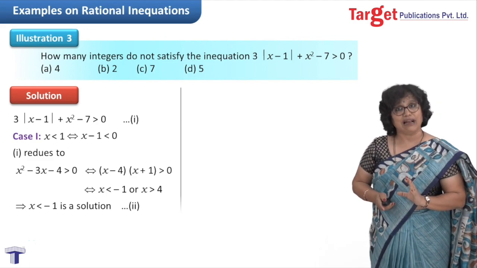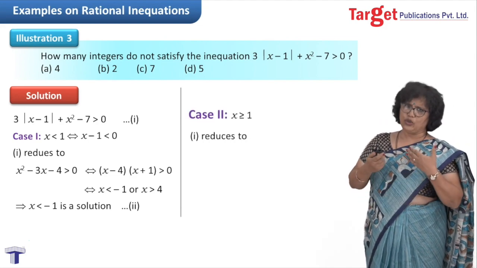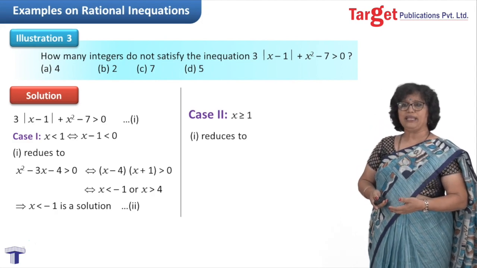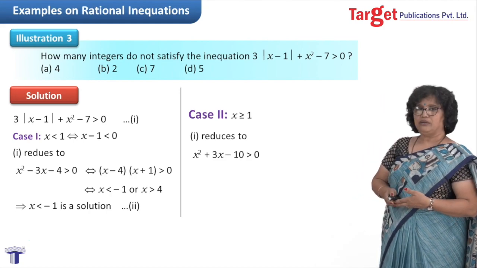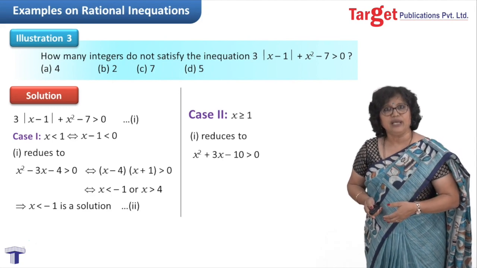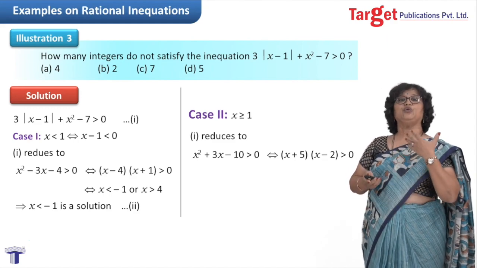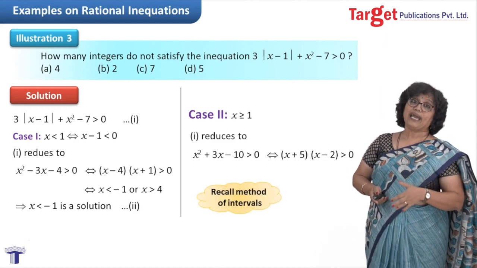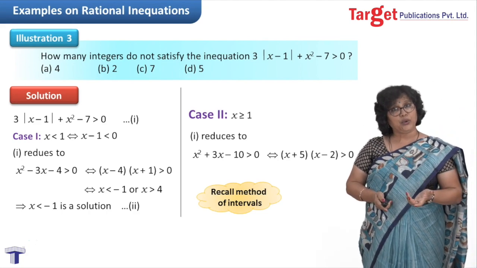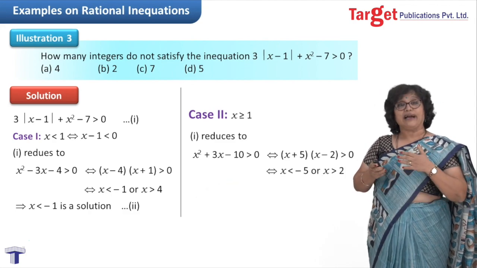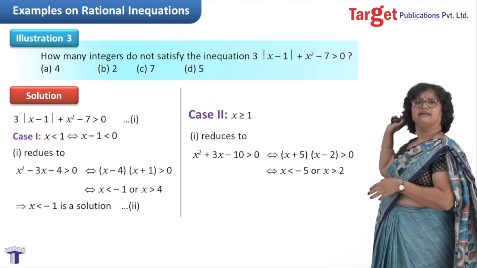Now, again, second case you will have to take separately, x greater or equal to 1. And then again, absolute value of x minus 1, use definition, replace it by x minus 1, and simplify further, you get x square plus 3x minus 10 greater than 0. You know how to factorize it. That is x plus 5, x minus 2 greater than 0. As I said before, again I repeat, either you use method of intervals or go by x minus a, x minus b greater than 0. Critical points would be minus 5 and 2, right? And then I find the solution. How do I find? Using method of intervals. X less than minus 5 or x greater than 2.